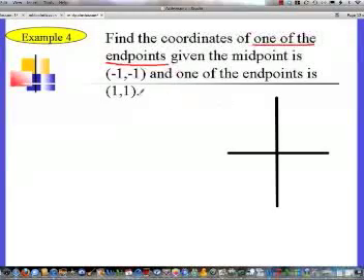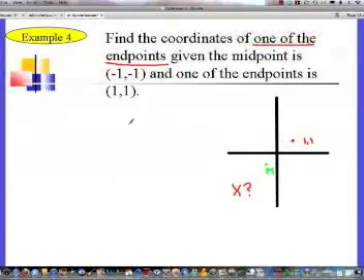One of the endpoints is 1, 1. So I'm going to go over 1, up 1, and that's my dot, okay? That is 1, 1. That's my endpoint. And now I'm given a midpoint at -1, -1. So here's my midpoint right here. Okay, so I've got to have another point that makes this one halfway. So I would have a line down here, and then somewhere out here is where it's going to be, so then the distance from there to there is the same as the distance from there to there. That's what we're trying to find.